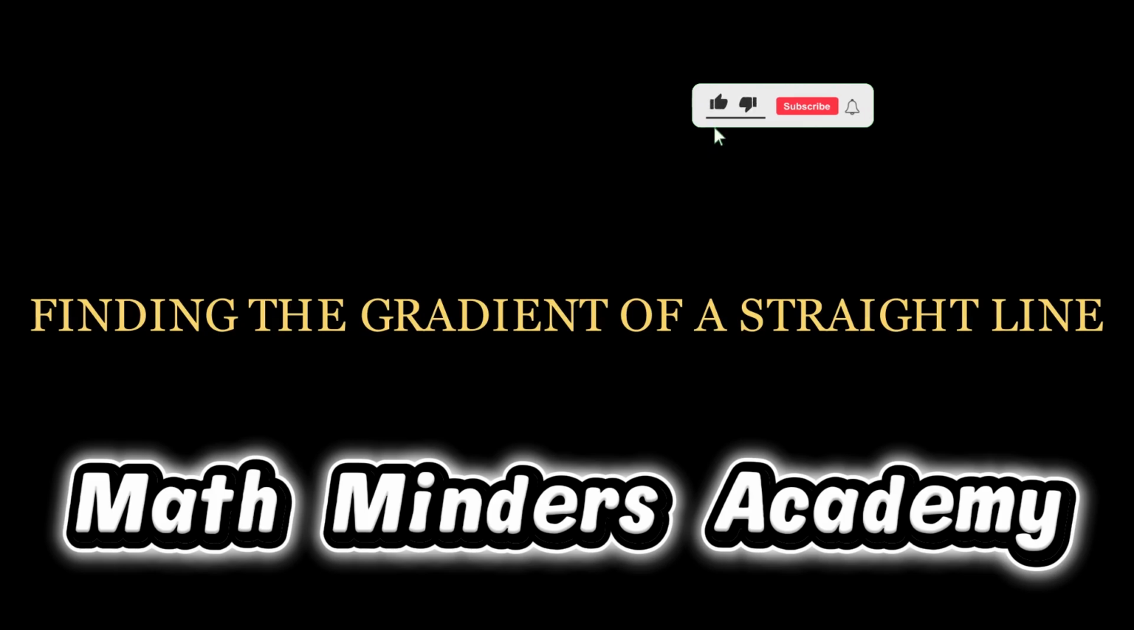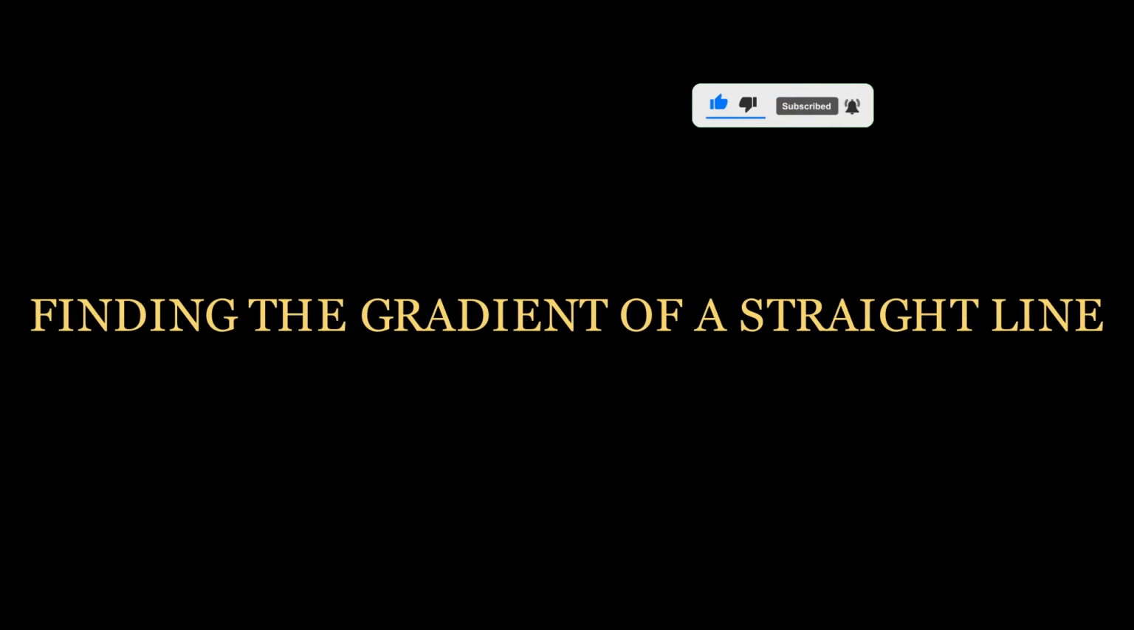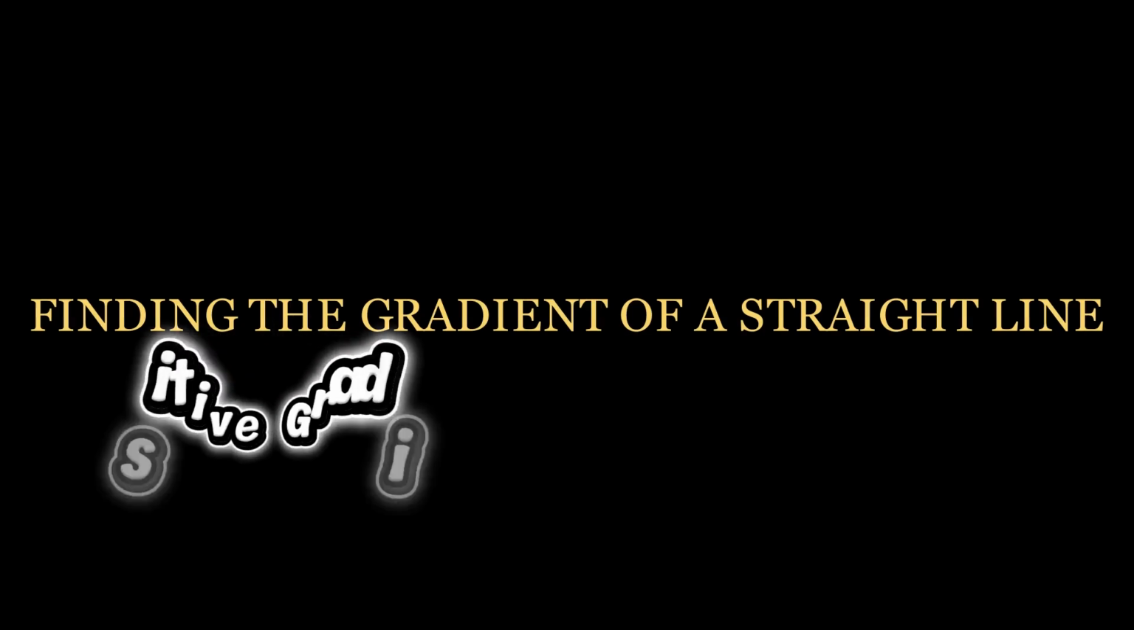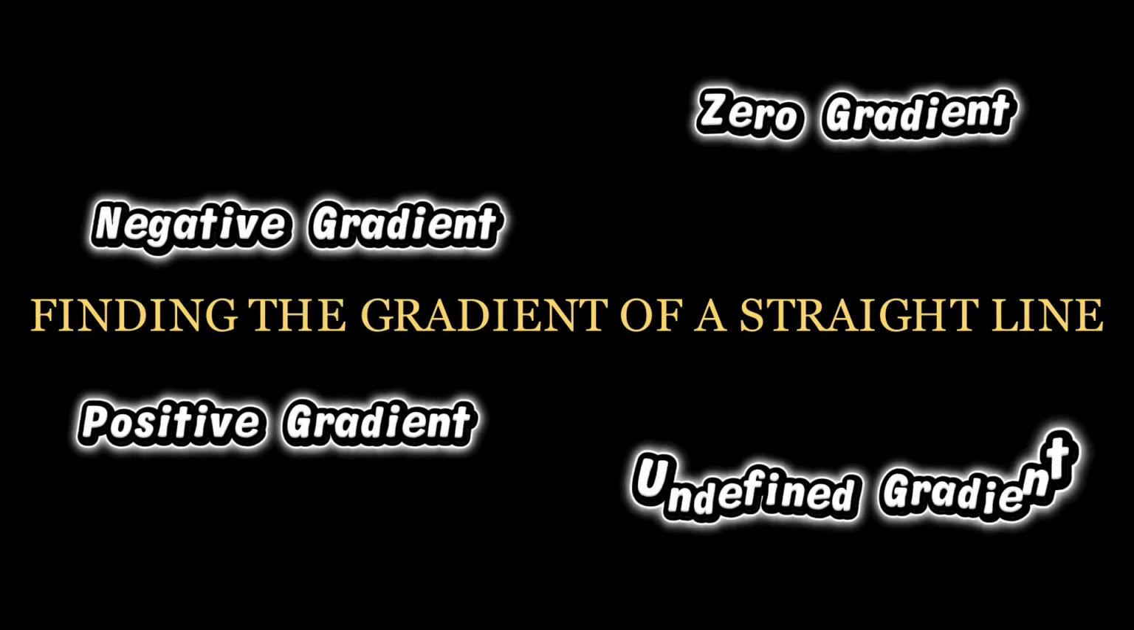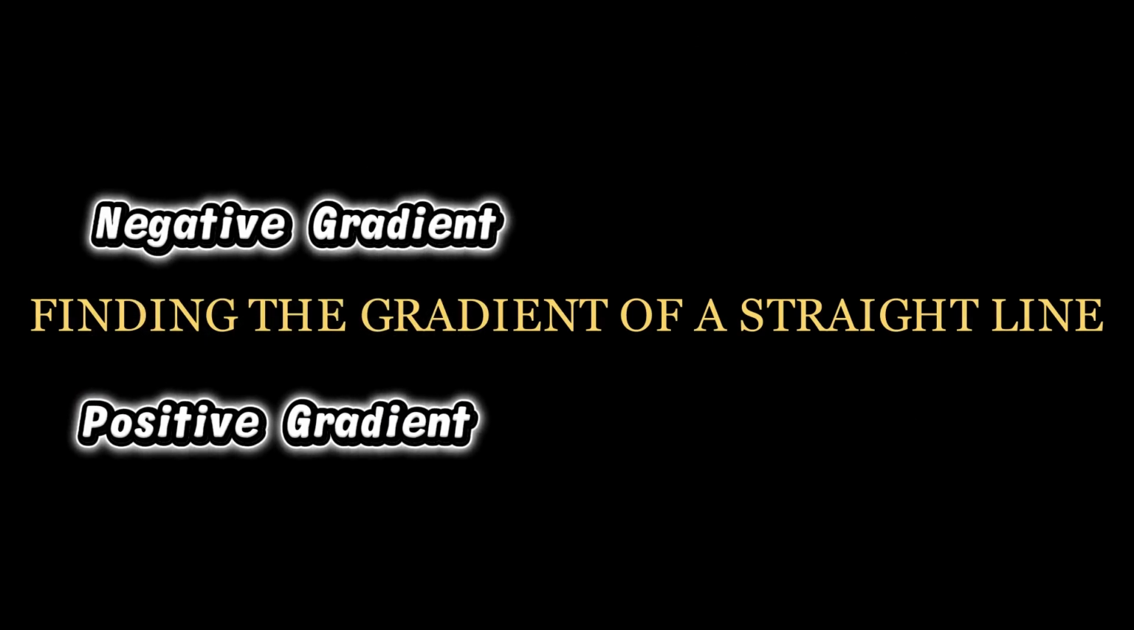In today's class, we are going to look at the gradient of a straight line. Gradient tells us how steep a line is and the direction in which it moves. In this lesson, we will learn what gradient means, how to calculate it, and how to identify positive, negative, zero, and undefined gradient. Let's get started.